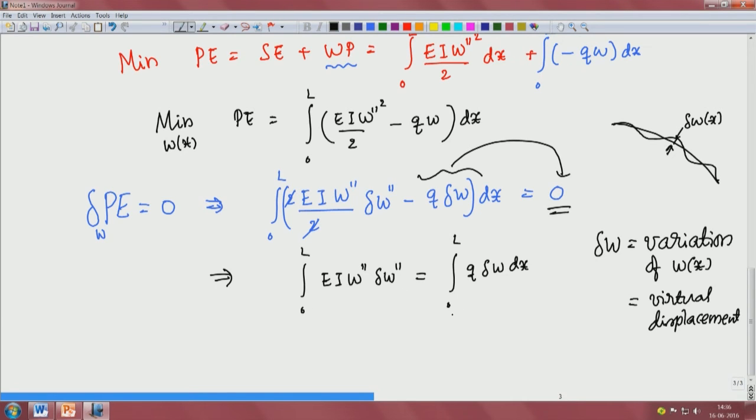So, what is this quantity here? This quantity here, if delta W is virtual displacement, because q of x is external force, this is the external virtual work.